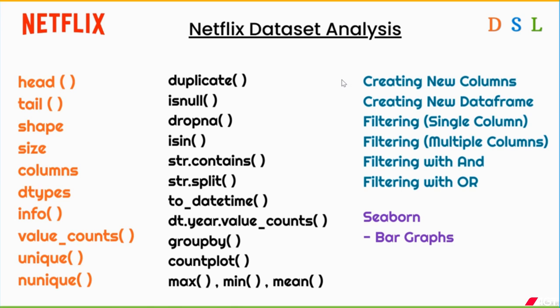And we will also learn how to create new columns and new data frames, and we will apply filtering on a single column as well as on multiple columns. And we will use the AND operator as well as the OR operator in the filtering. We will also draw the bar graphs using the Seaborn library. So let's start.